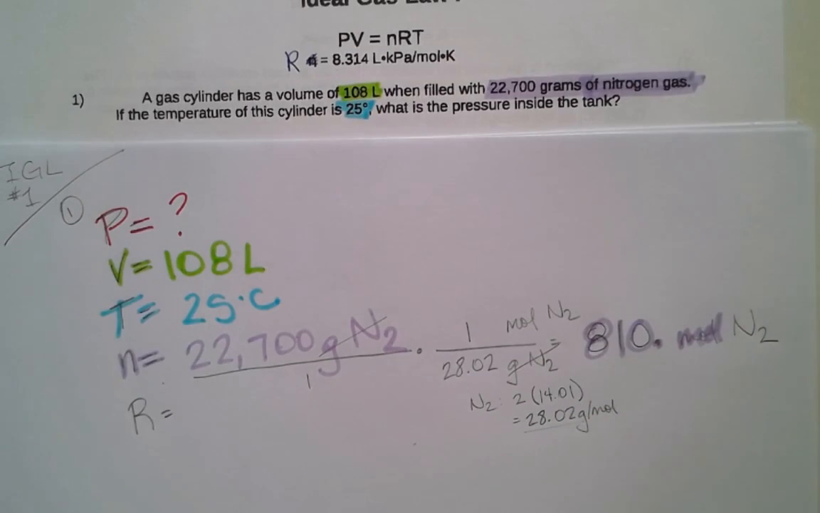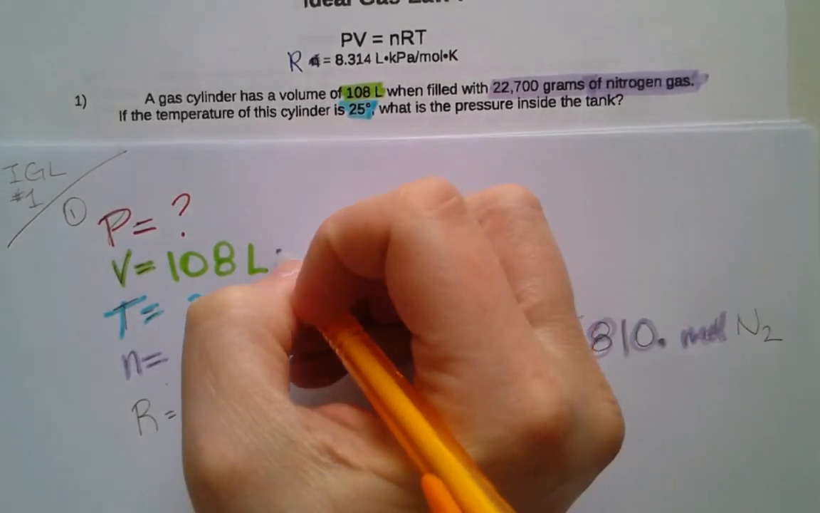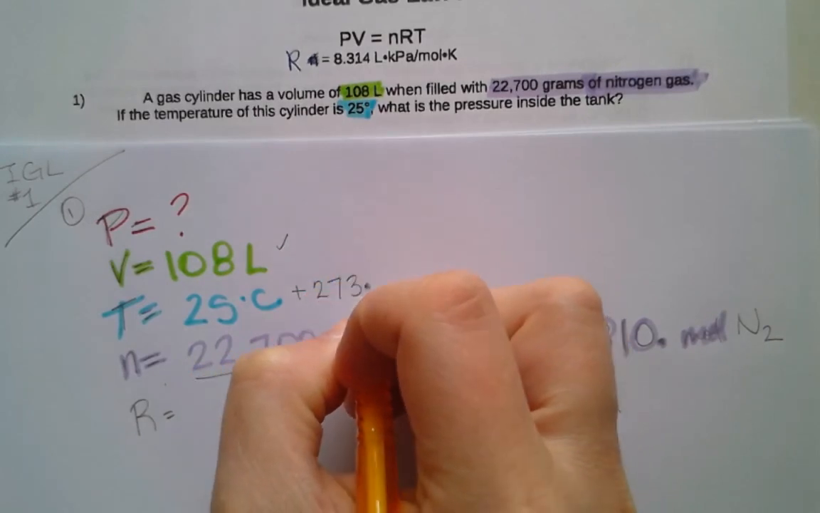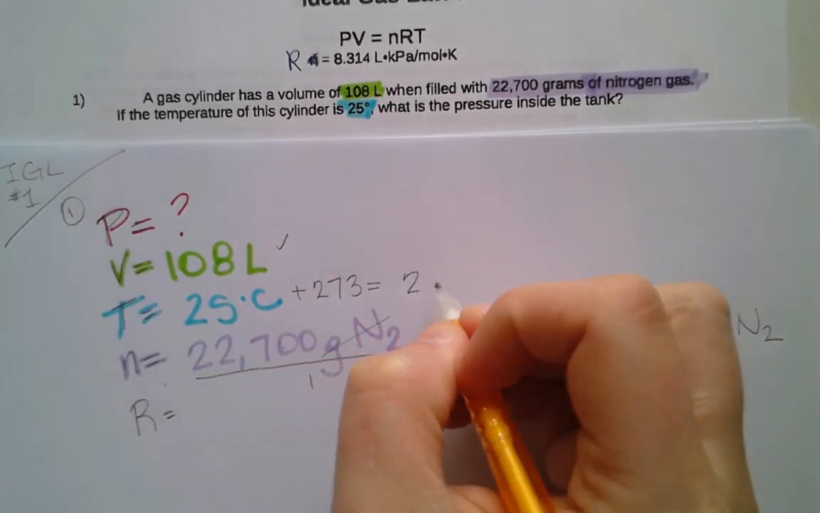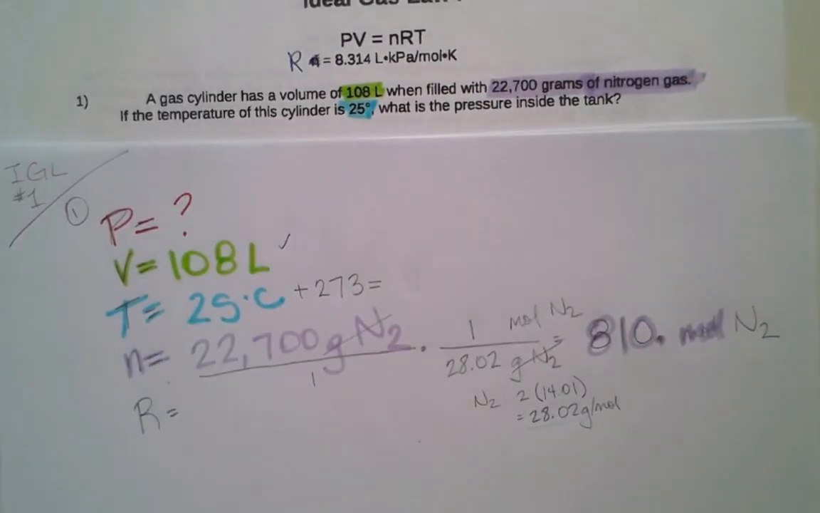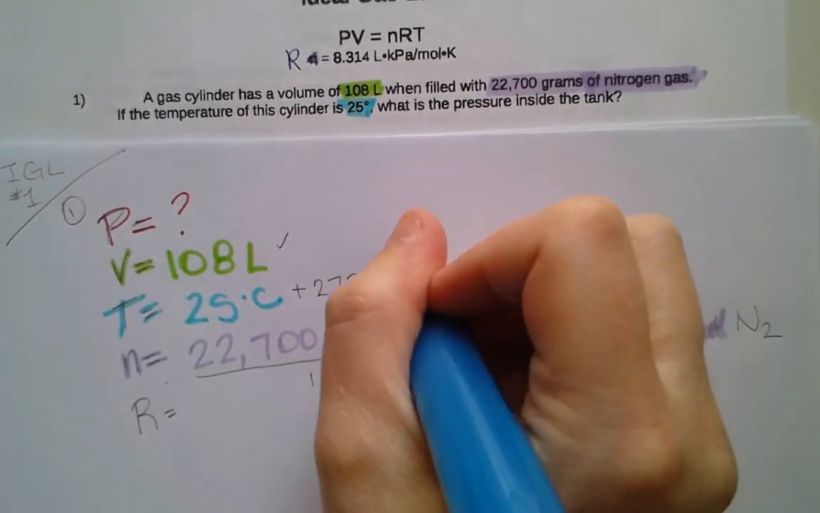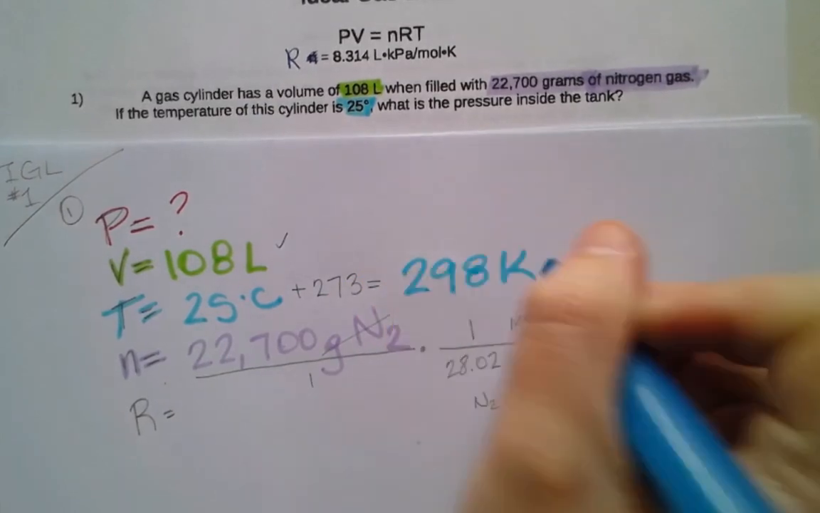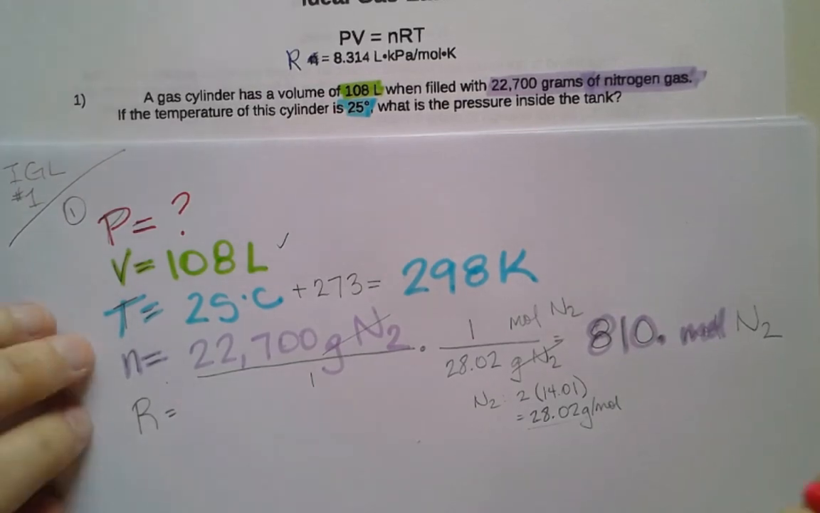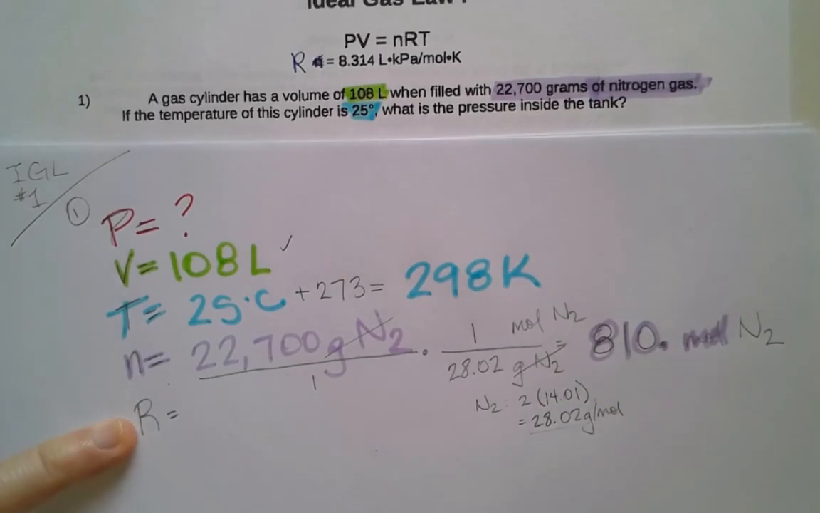Volumes in liters, we like that. Temperature is not in Kelvin yet. Plus 273. And that's going to get you 298 Kelvin. Getting ever closer. There's only 5 of them. PV, NR, and T. And R is a constant.